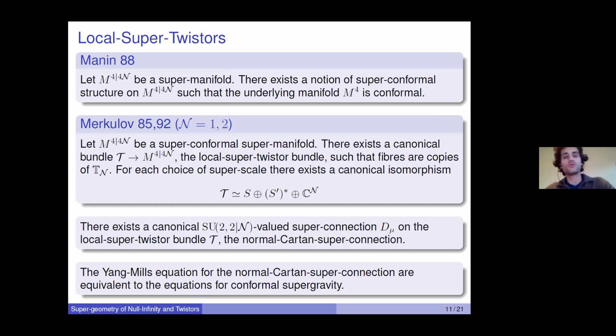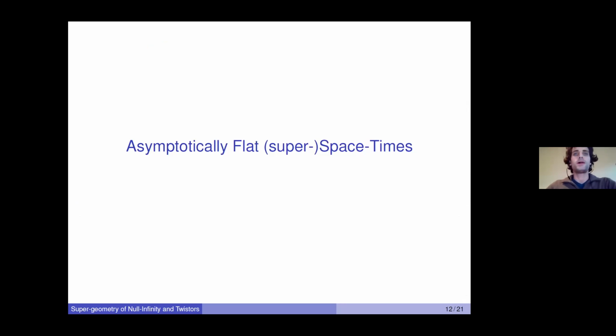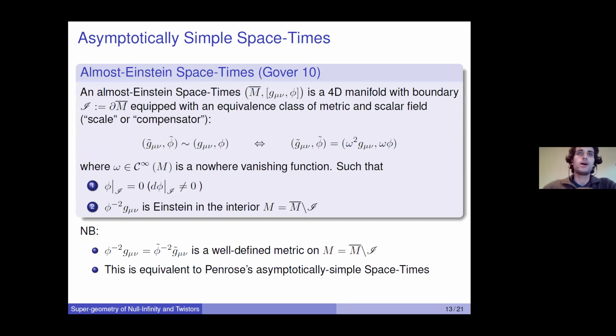So if we want to do asymptotically flat spacetime, we need to introduce a scale, we need to break conformal invariance. So how do we do this? Well, ultimately, we'll have to introduce some infinity twistor doing this job. So let's come to asymptotically flat spacetime. Before that, let me introduce this perspective, this definition of almost-Einstein spacetimes. Really, it's equivalent to Penrose's asymptotically simple spacetimes. And here is how it goes.